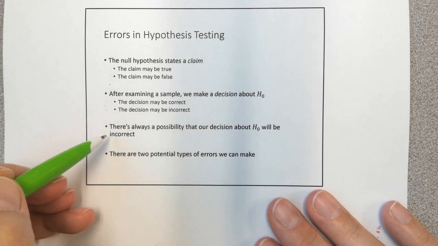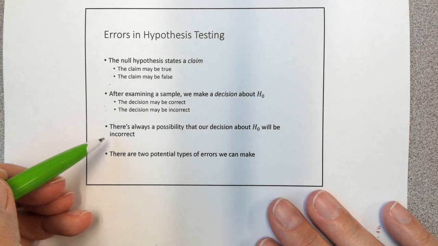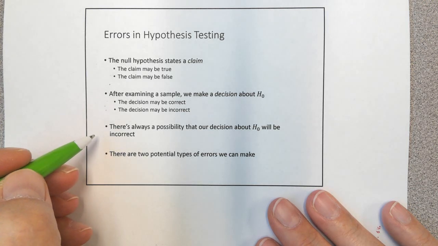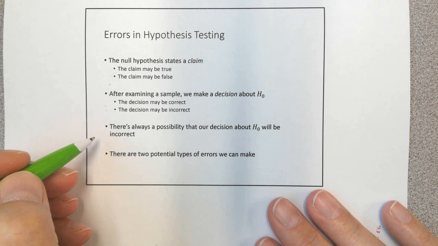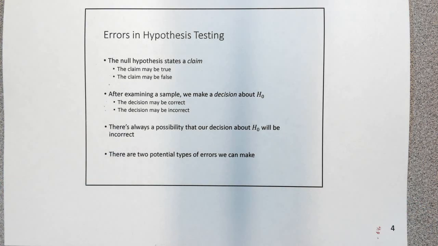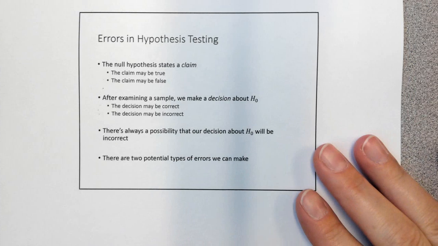So there's always a possibility that our decision will be wrong. And the ugly thing is we never know if it is, because we never knew the truth to start with. We still aren't going to know the truth when we're done. So there are 2 potential types of errors, and you have to be able to discuss those errors in context on the AP exam.